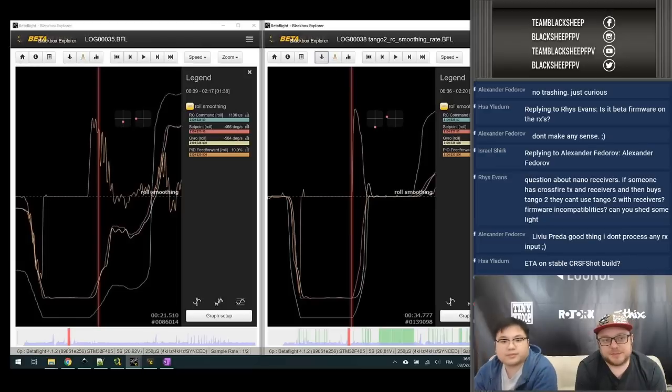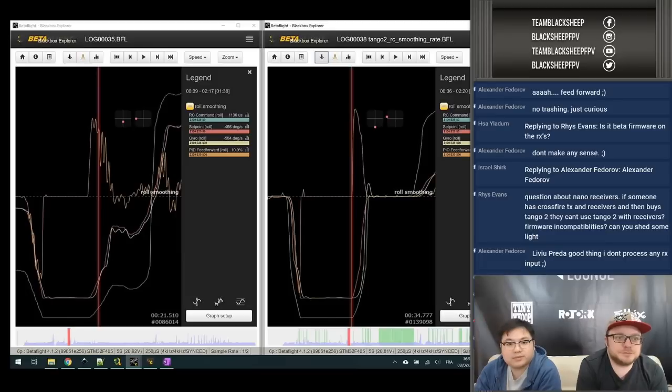Yeah, Alex, it's because of the feed-forward mechanism. Or filter, I think it's called. So I guess what feed-forward does is it anticipates the next data point based on the trajectory of the previous ones.